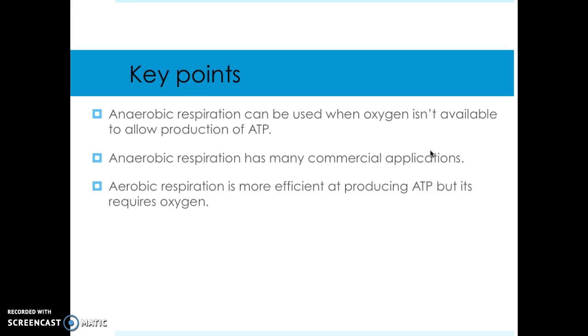And finally, anaerobic respiration is really important and has many commercial applications. It's used to make beer, it's used to make wine, it's used to make bread, and it's even used to make yogurt.